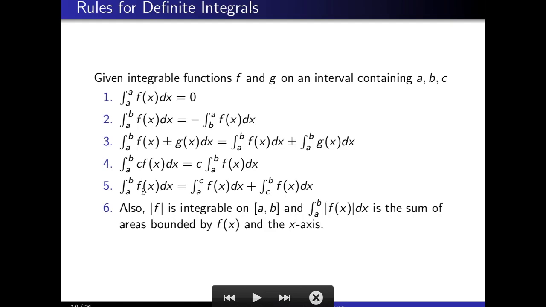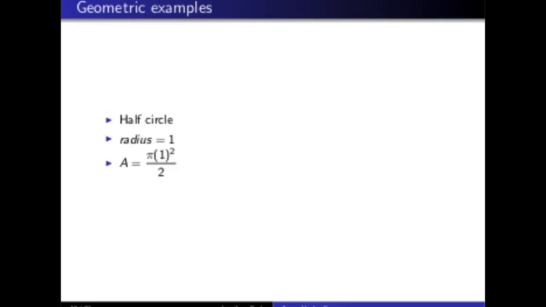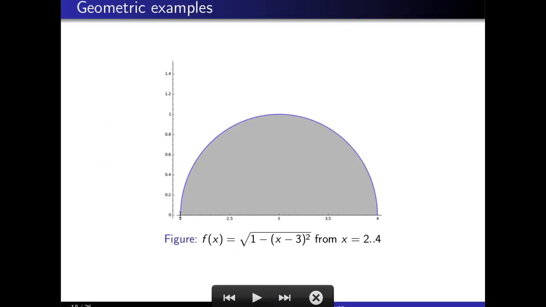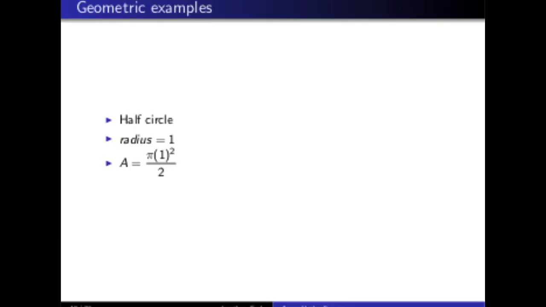Okay, so this fifth one is saying that you can split intervals up. So you could write a definite integral from a to b as a definite integral from a to c of f plus a definite integral from c to b. In other words, we could take the interval from 2 to 4 and write it as a definite integral from 2 to 3 of this function f, plus a definite integral from 3 to 4. So the area of a quarter circle plus the area of a quarter circle of radius 1, well, that's going to give you the area of a half circle of radius 1.